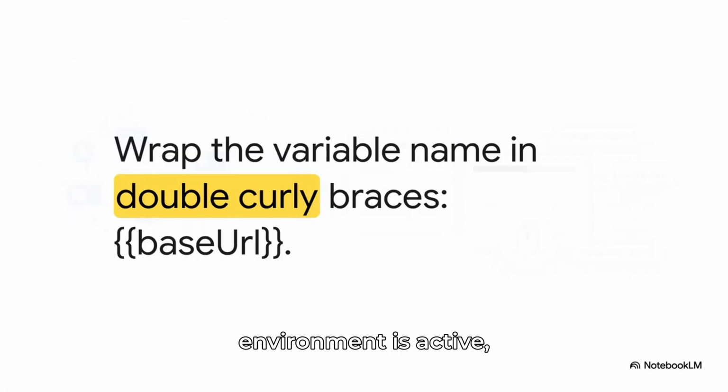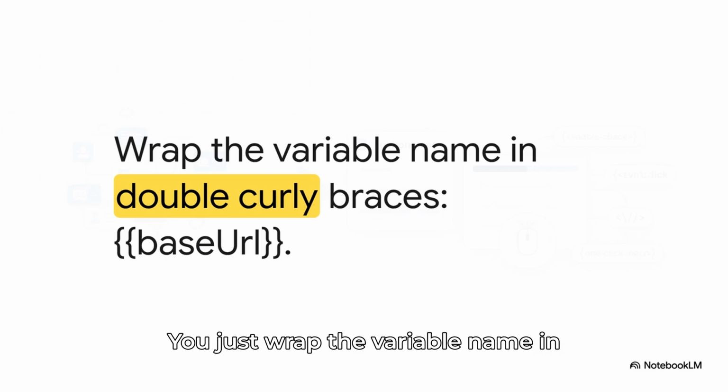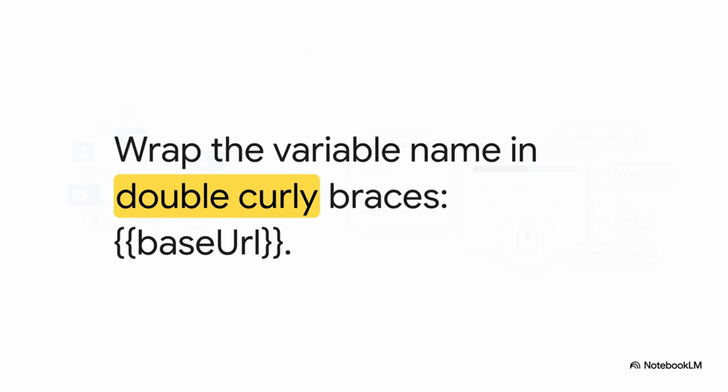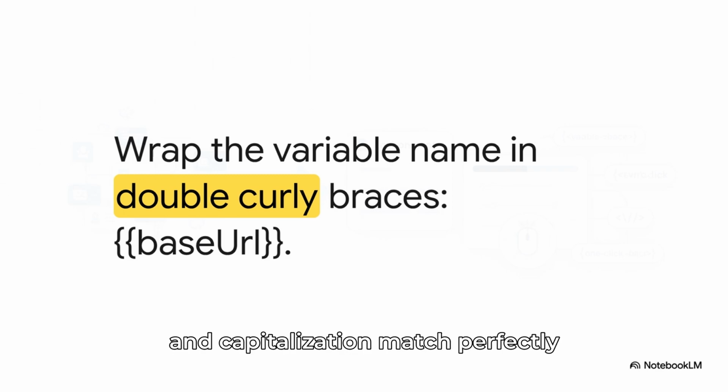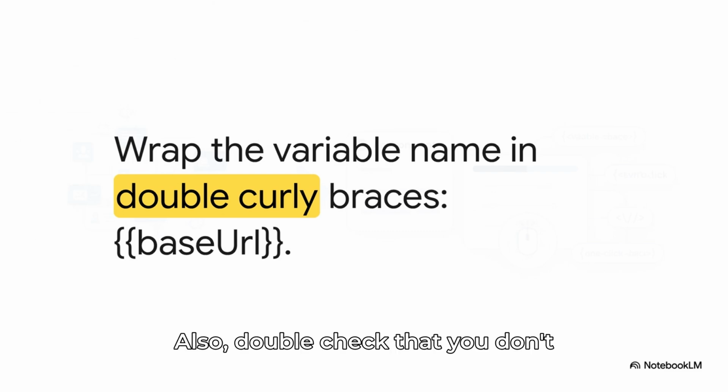Now, once your environment is active, you use those variables in your requests with a very specific syntax. You just wrap the variable name in double curly braces. But hey, a quick warning here. It is absolutely vital that your spelling and capitalization match perfectly with what you saved in your environment settings. Also, double check that you don't have any extra spaces inside those braces.